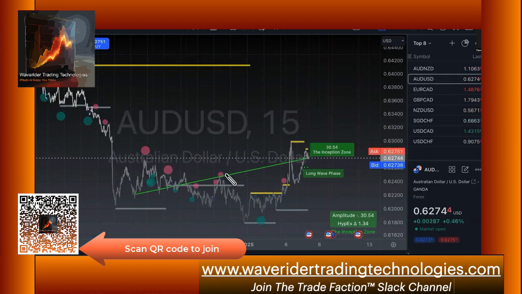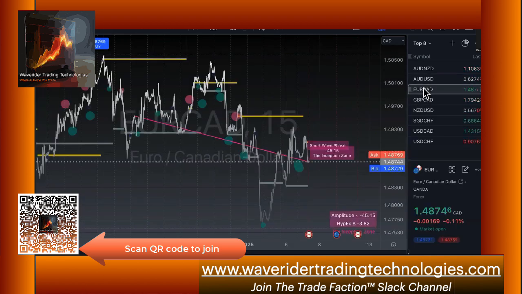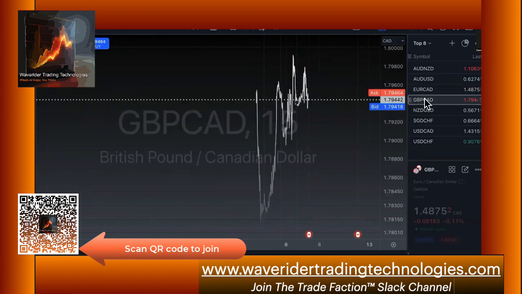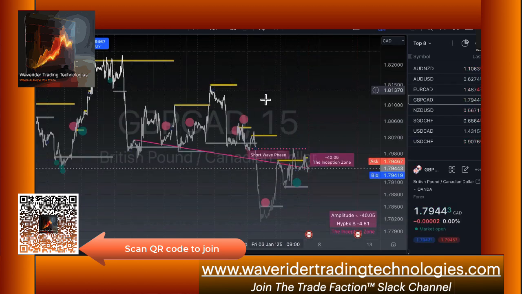So we'll see here. This one, Aussie dollar, US dollar, is in an uptrend. It's in the zone. We're looking for longs. We're just waiting for something to set up on that. So as soon as we get a sweet spot signal, we'll probably take that one. Same here, in the zone, trending down, looking for shorts, waiting for a sweet spot to form. Pound Canadian dollar, same thing, trending down, inception zone, waiting for a short sweet spot to form.